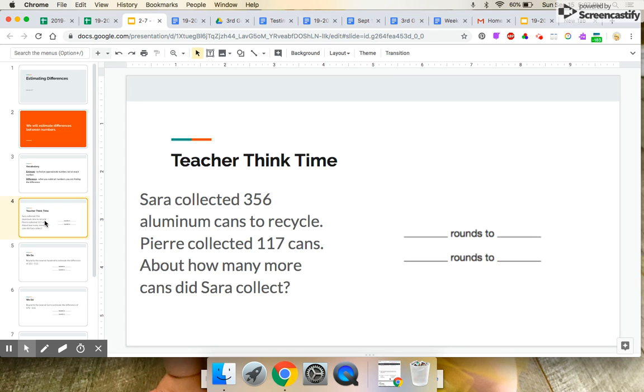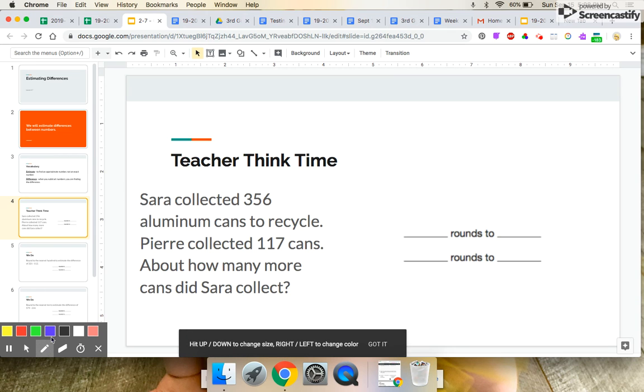So let's take a look at an example of when we might want to use estimating when we're finding differences. Let's say I have a friend, Sarah, and she collected 356 aluminum cans to recycle. Pierre collected 117 cans. I want to know about how many more cans Sarah collected than Pierre.